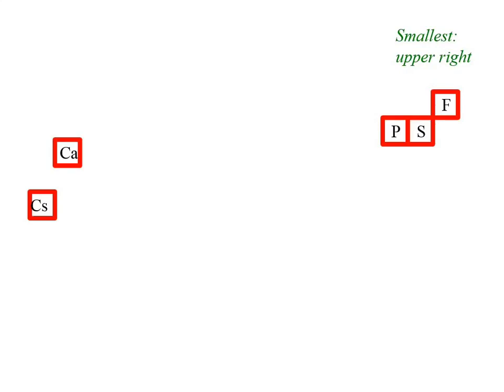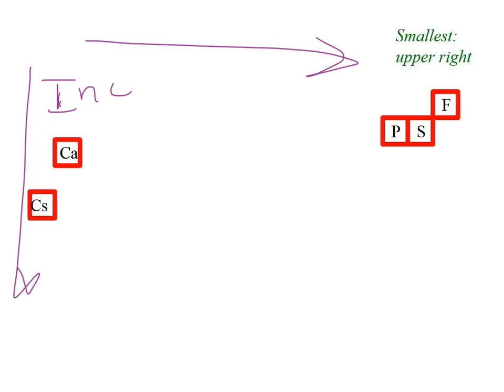But here they are without the periodic table. Does this make sense? First off, we said that size increases going down, and we said that size decreases going from left to right.